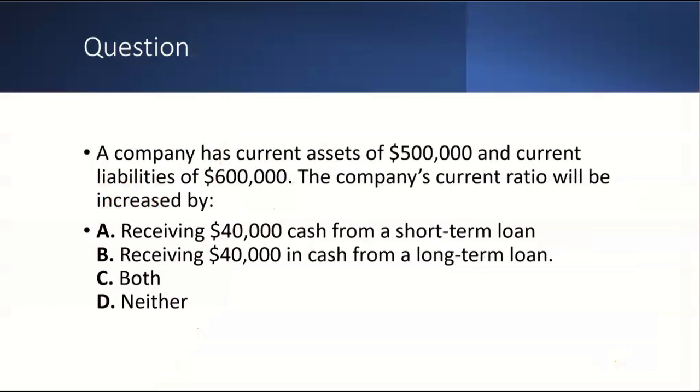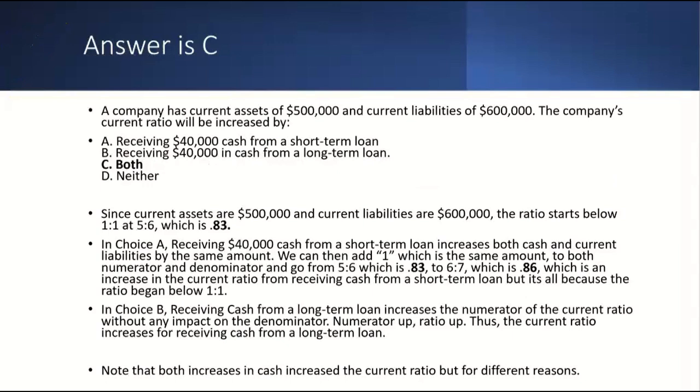Let's try this. A company has current assets of $500,000 and current liabilities of $600,000. So it looks like that current ratio is starting below 1 to 1. The company's current ratio will be increased by, A says receiving $40,000 cash from a short-term loan. B says receiving $40,000 cash from a long-term loan. C says both will increase the current ratio. D says neither. And the answer is C, both.